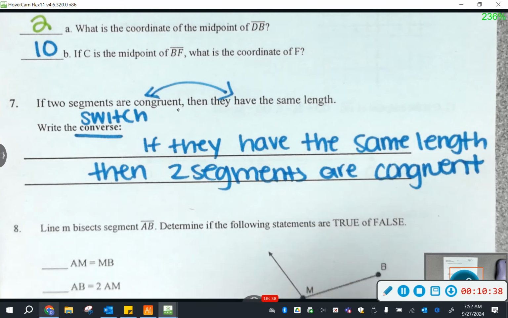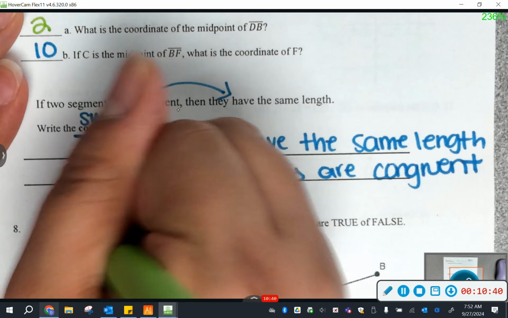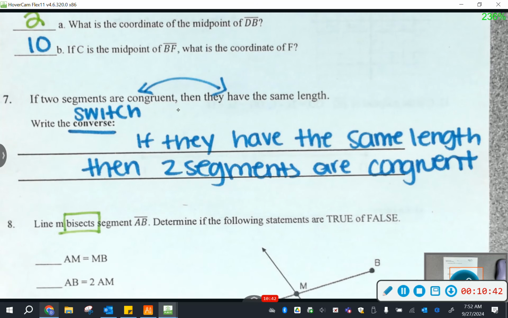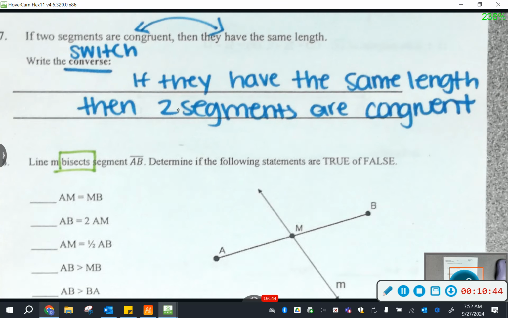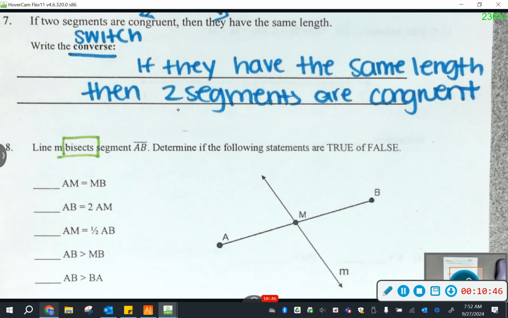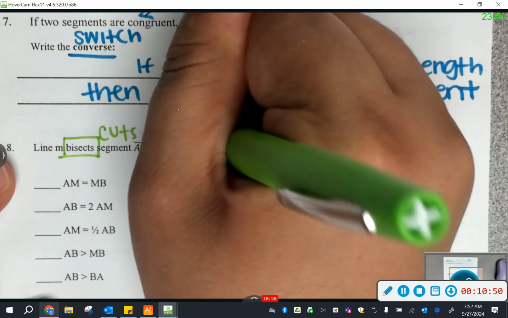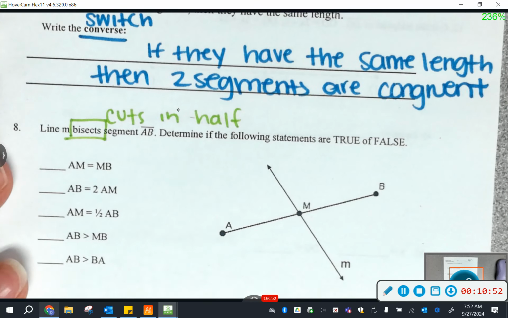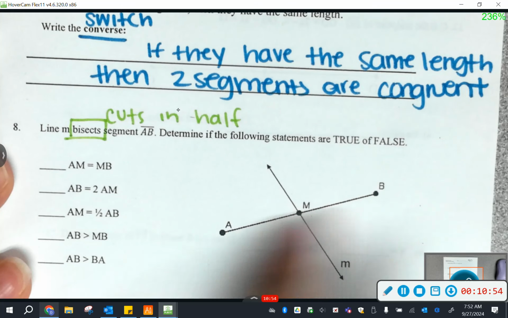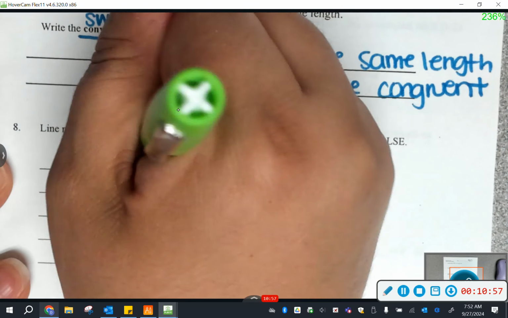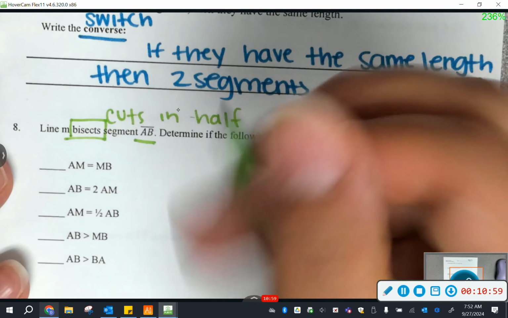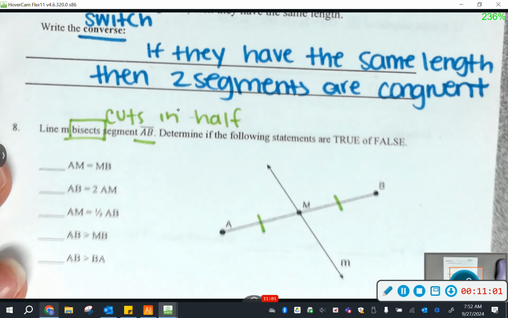What does this word right here mean? Bisects. What does bisects mean? Cuts in half. It creates a halfway point. So what can I add to this picture for AB, because AB is the one being bisected? Ticks. Please add tick marks.